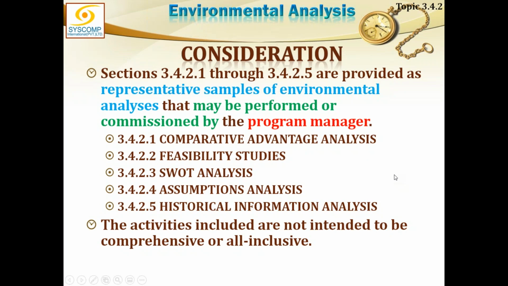Then, not previous, but later on, the sections 3.4.2.1 to 3.4.2.5 are provided as representative samples of environmental analysis that may be performed or commissioned by the program manager. And what are they? Number one, comparative advantage analysis, feasibility studies, SWOT analysis, assumption analysis, historical information analysis. So this is the program level where you are supposed to be going through these kinds of analysis.